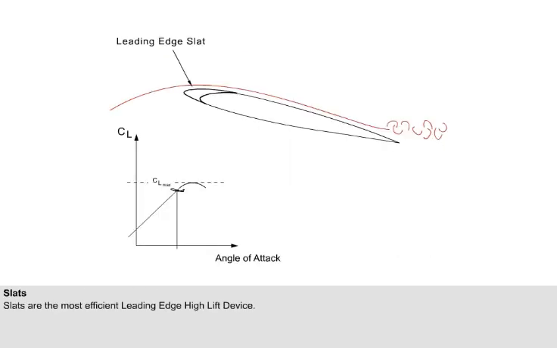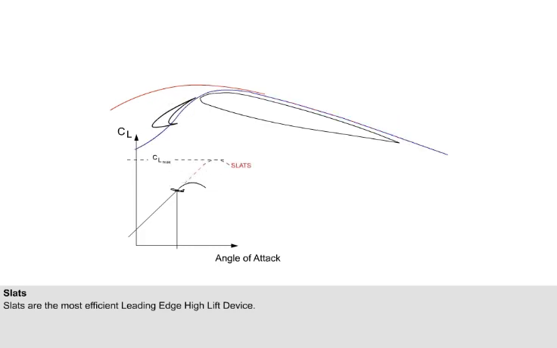Now we come to the most efficient leading edge high lift device, the slat. To illustrate the effect of slats, a wing is shown at a high angle of attack, with the airflow just starting to separate at the trailing edge. The aircraft is positioned on the lift curve. As the slats are driven open, high-energy air from under the leading edge flows onto the top surface of the wing. This increases the kinetic energy in the boundary layer, which in this example reattaches the airflow.